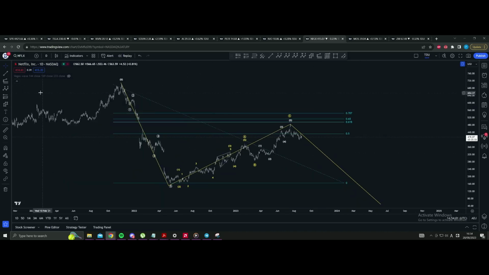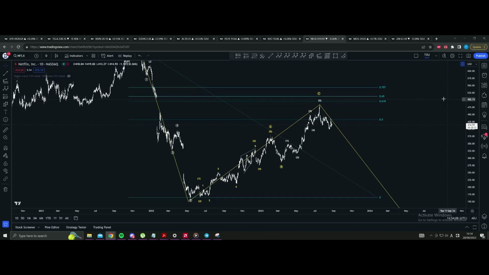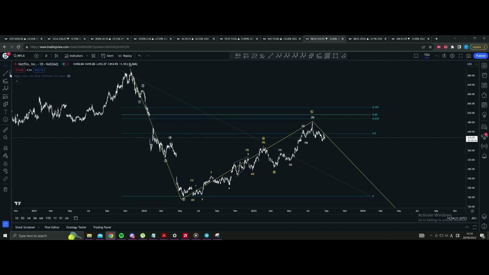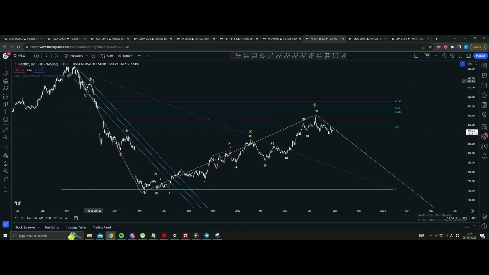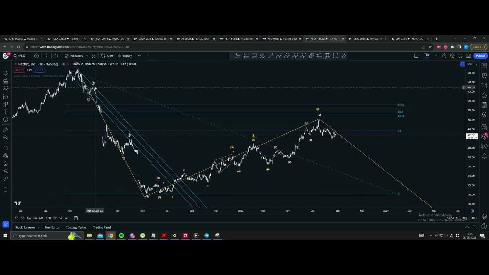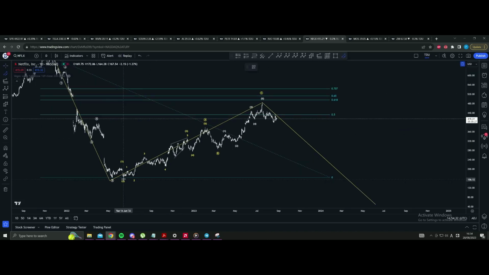If you use some channeling techniques, well, obviously you want wave 3 to penetrate the channel projected from the origin of the first impulse that is projected to the top of wave 1 and wave 2. So yeah, if you want a 3, well, you need 3 to exit this channel. Well, that's not what's happening right here, just like when I mentioned it at the SPX chart.